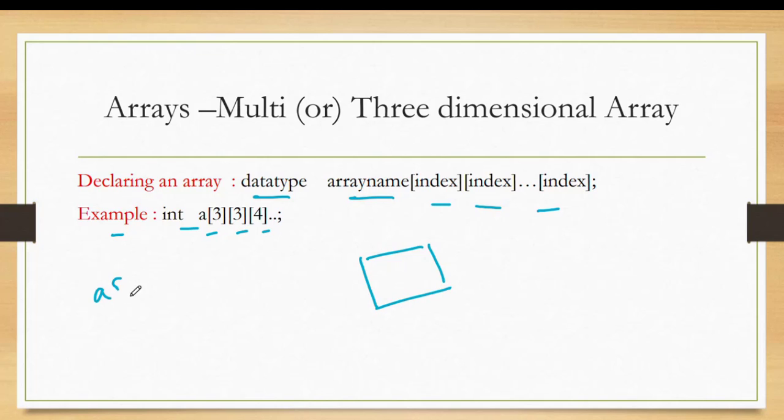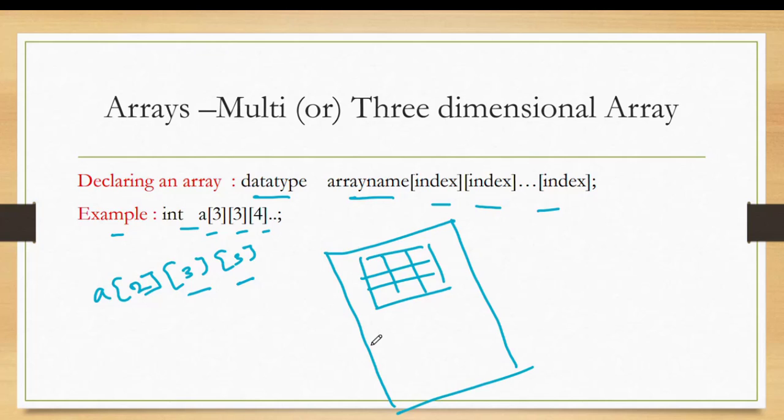So for example, a of 2 3 cross 3. This indicates 3 rows and 3 columns, and 2 of them. The memory location indicates like this. So this is called a 3-dimensional array. The 3-dimensional array will be stored like this, this is 1 and 2, this is 1 1 2 3 2 3 and 1 2 3 1 2 3.